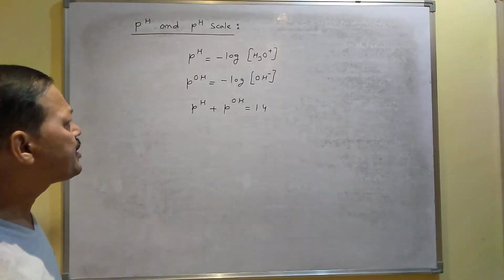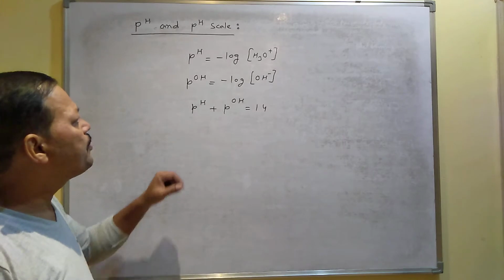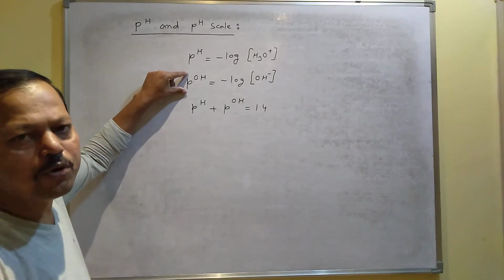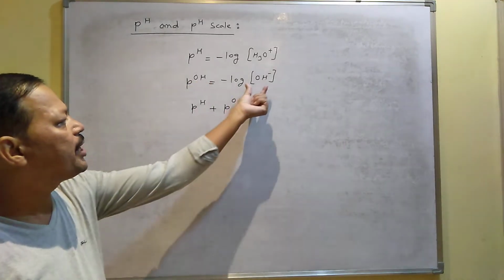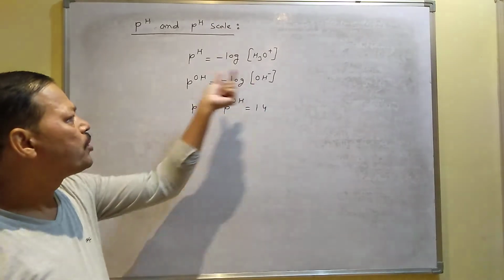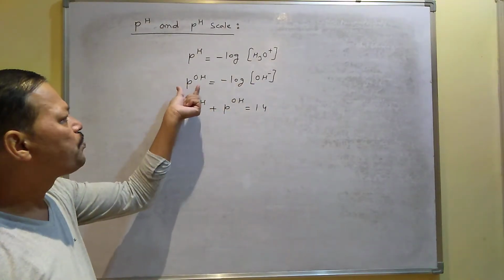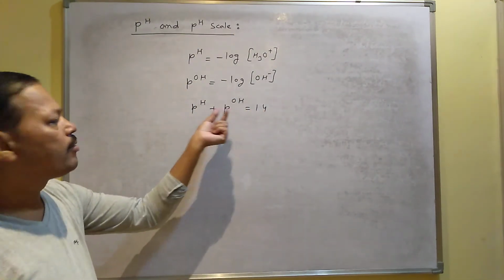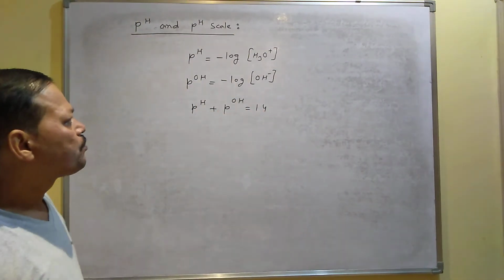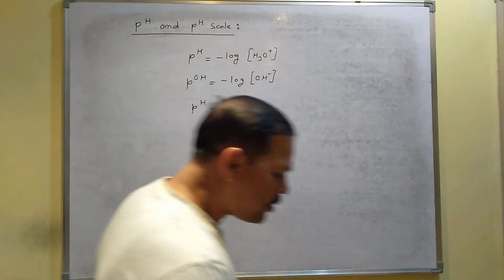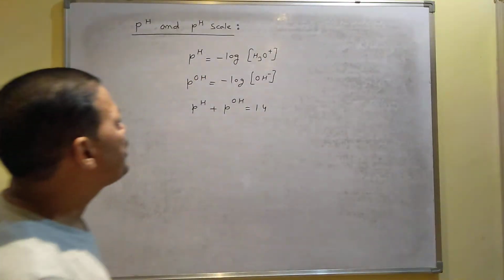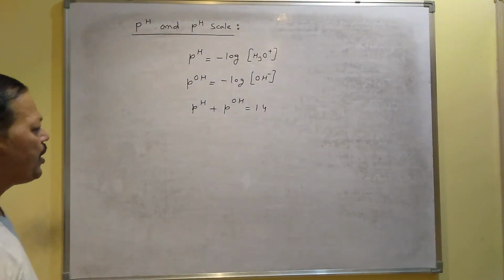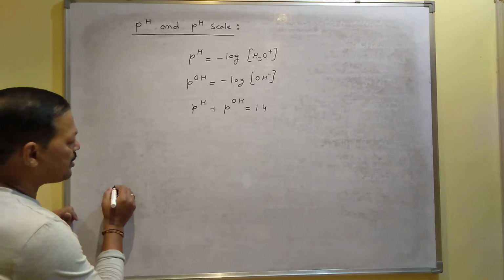So for base, if some bases are given, first you find out pOH for the base, because from the base you will get the concentration of hydroxide ion. So you determine the pOH value. After determining the pOH value, you do 14 minus pOH, and you can convert it to pH. So pH mainly depends on the concentration of hydronium ion, and there is a scale of pH.